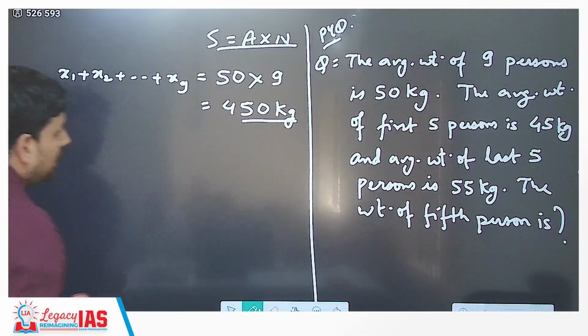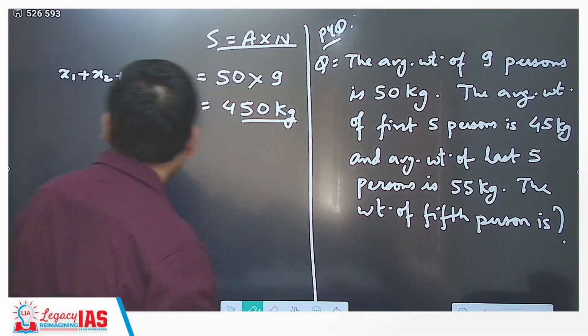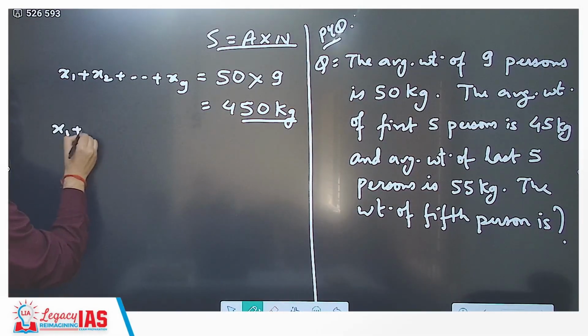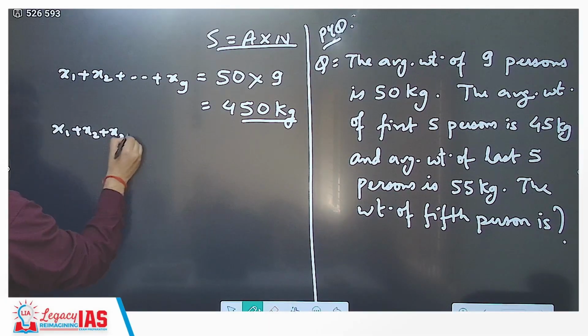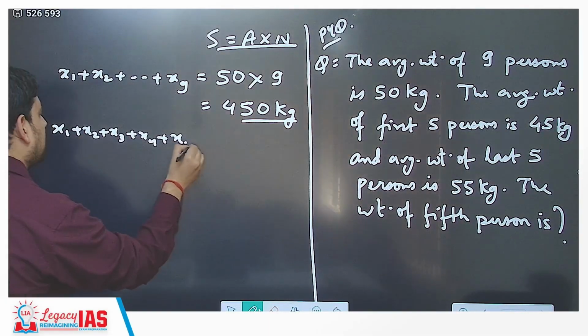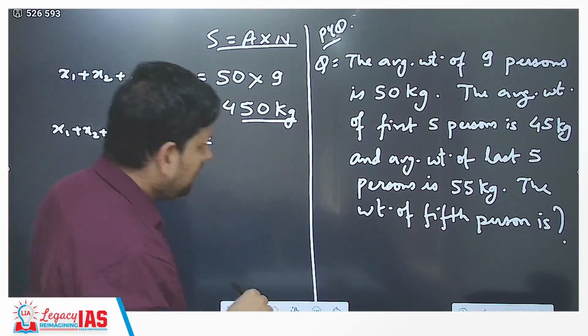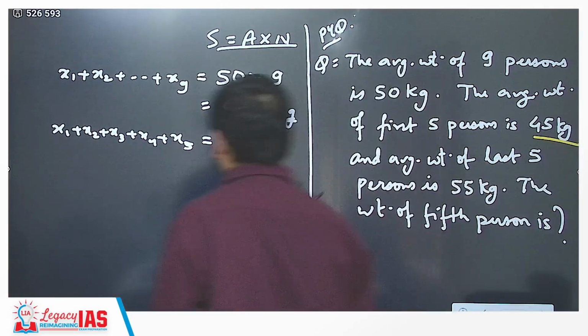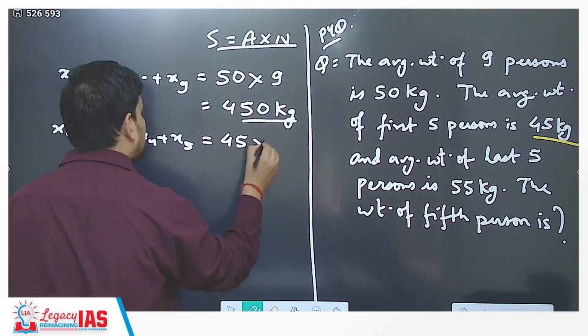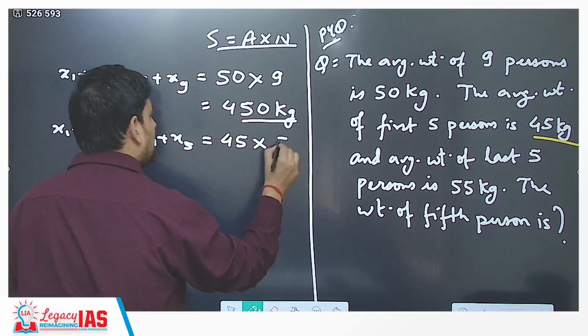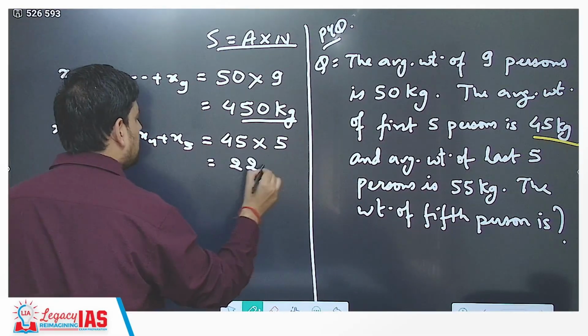Then the average weight of the first 5. First 5 means x1 plus x2 plus x3 plus x4 plus x5. The average is given as 45 kg. So 45 into the number of people, 5 people. So 45 into 5 gives you 225 kg.